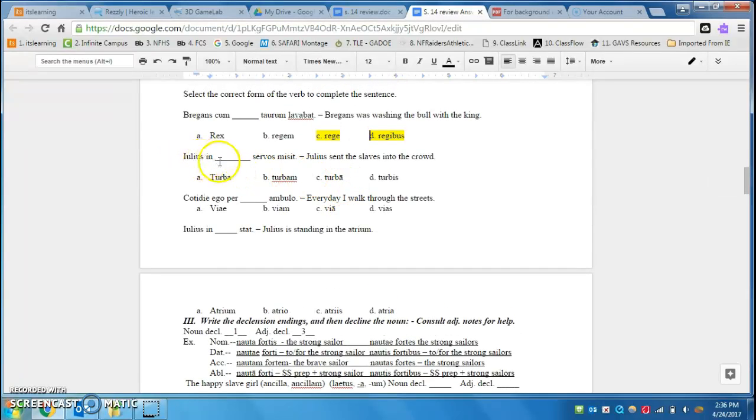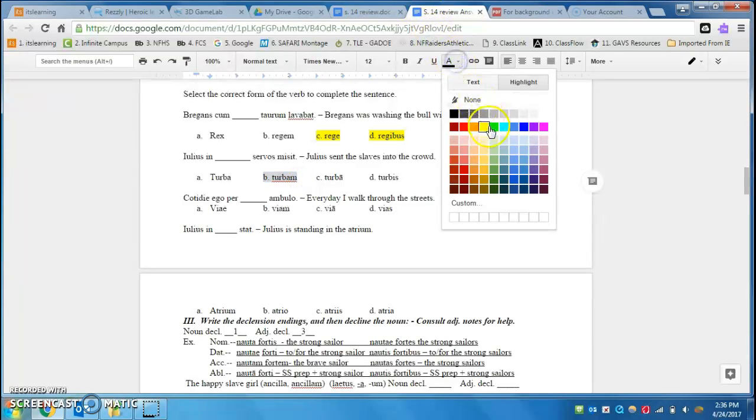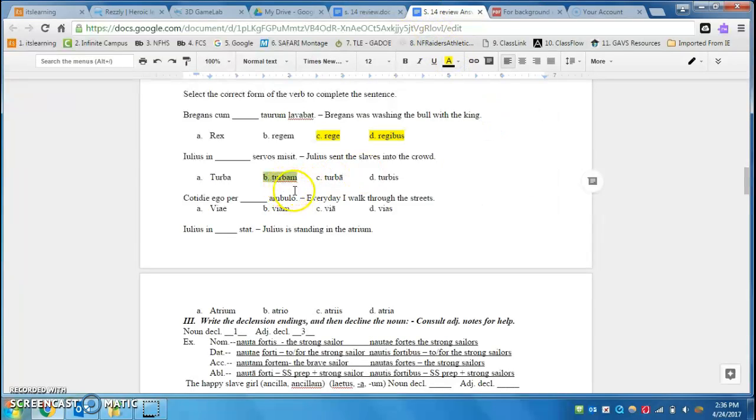All right, we have Julius in blank, servos misit. Okay, in is our preposition here, and we have Julius sent the slaves into the crowd. Okay, well remember, like we said earlier, if we're showing motion into, then we want the object of this preposition in, which can be both sid space and non-sid space. We're going to want it to be in the accusative case. So we'll go with the answer B, turbam, since we're saying into the crowd as opposed to just in the crowd. If it was just in the crowd, then we would say turba or turbis.